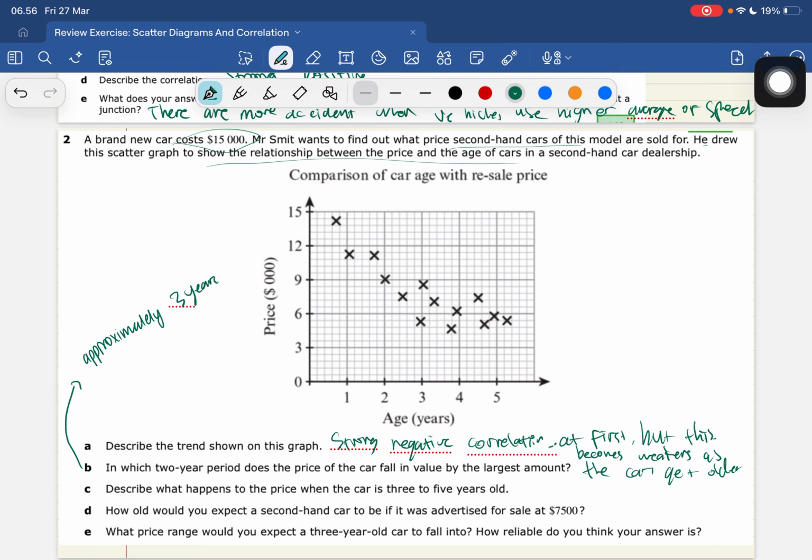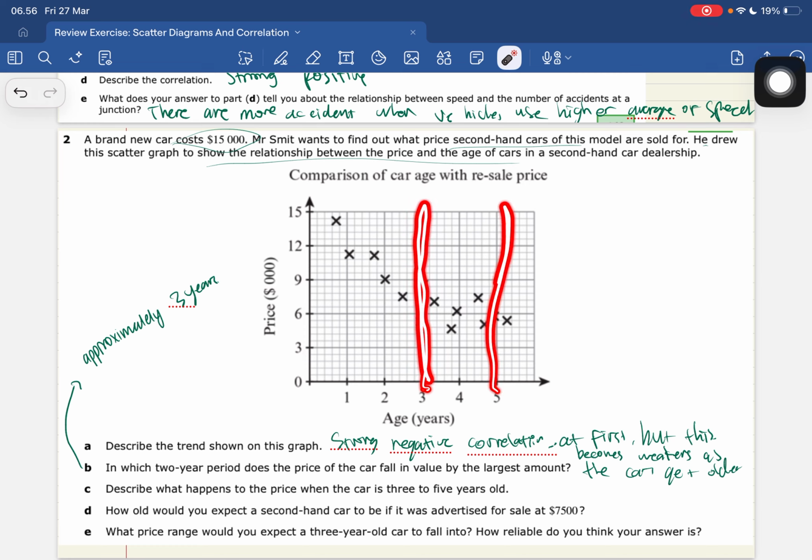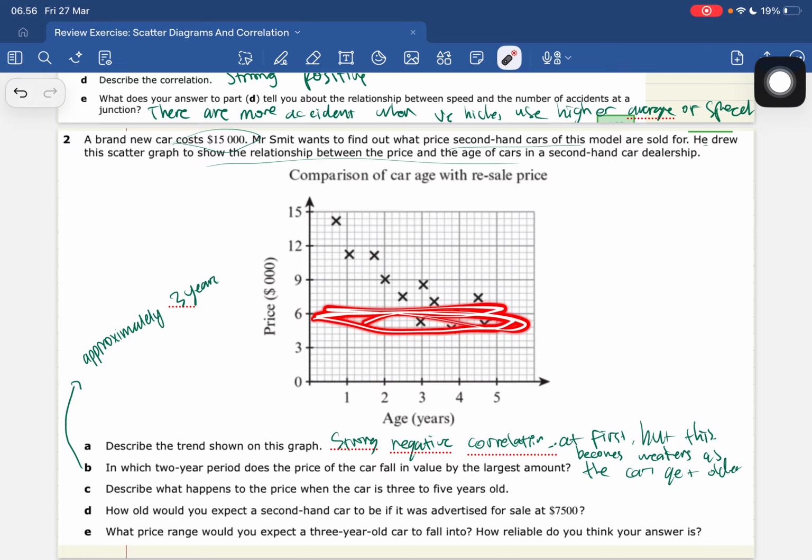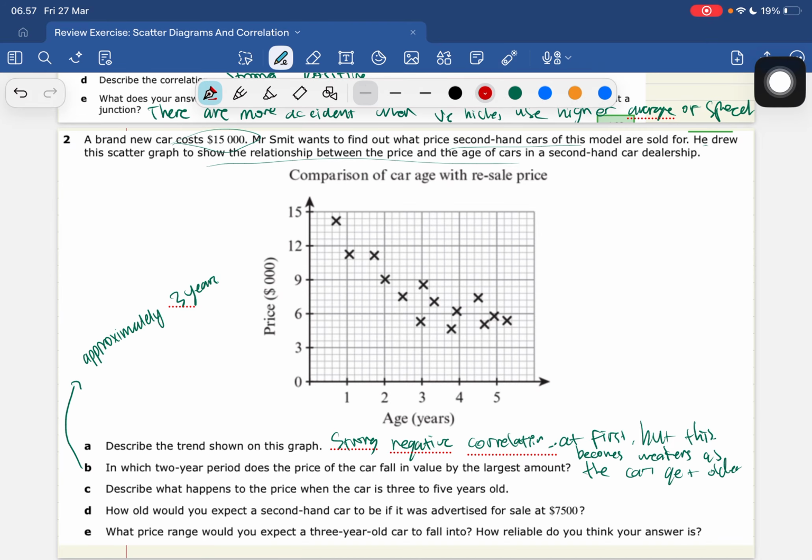Describe what happened to the price when the car is 3 to 5 years old. Starting from 3 to 5 years old, the price is stable at around 6,000. There is no strong change. So we can write: stabilizes at around 6,000 US dollars.